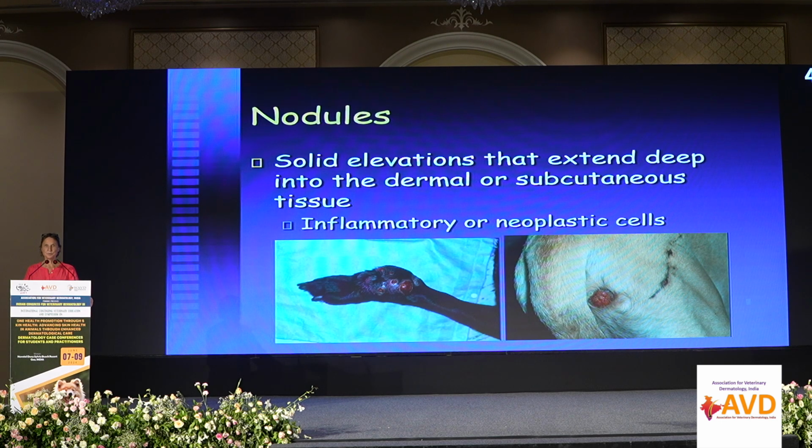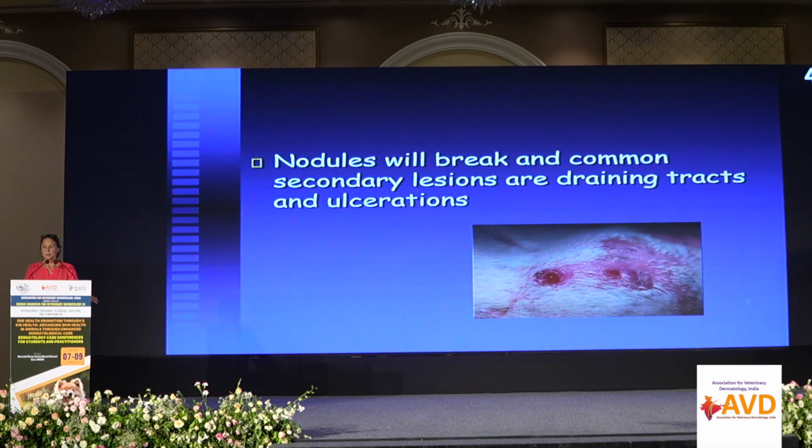As a clinician, when I see these lesions, the first question is: is this inflammatory or neoplastic? That is the first thing that we need to establish. Many times, however, nodules will break and you're going to have secondary lesions like ulcers and draining tracts. When I talked about ulcerative diseases, many of them were secondary lesions. Remember, if you just look at the ulcers, it is not very helpful. Always look for nodules. That is critical later on when you go ahead and biopsy these cases.